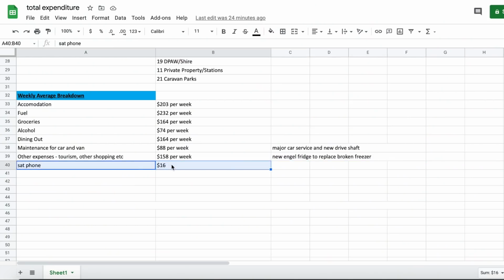And then lastly, the sat phone came to $16 per week. It was a $50 plan per month, but then the startup cost was about $200 or something. Plus we bought the sat phone second hand for around $800, I think. I haven't included the cost of the sat phone itself in this, because this is mainly our running expenses, not the expenses we incurred at the start to buy the van and parts of the car. This was just the cost that we incurred while we were travelling.